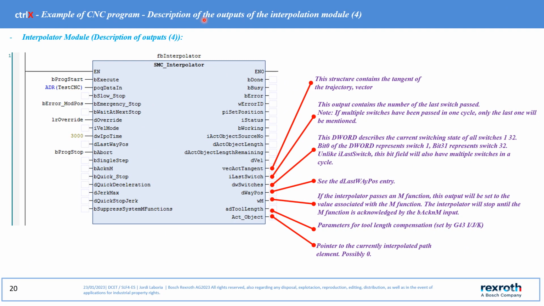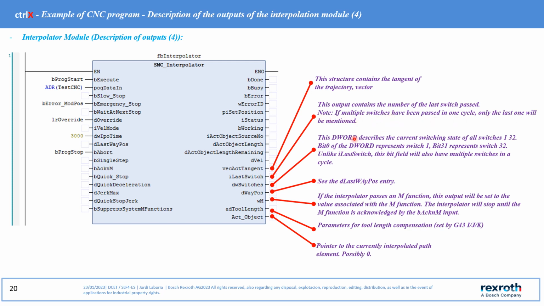Interpolator module. Descriptions of outputs. Part 4. Vector actual tangent. This structure contains the tangent of the trajectory. Last switch. This output contains the number of the last switch passed.